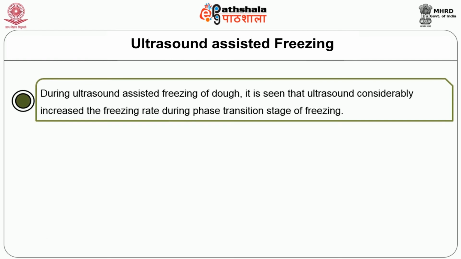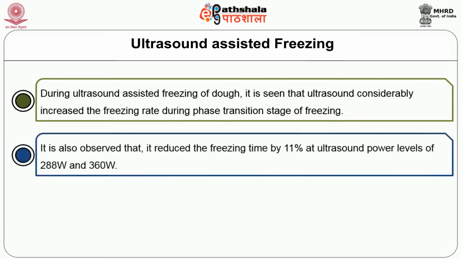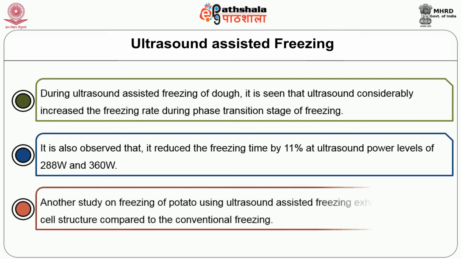During ultrasound assisted freezing of dough, it is seen that ultrasound considerably increased the freezing rate during phase transition stage of freezing. It is also observed that it reduced the freezing time by 11% at an ultrasound power level of 288 watt and 360 watts. Another study on freezing of potato using ultrasound assisted freezing exhibited a superior cell structure compared to the conventional freezing.